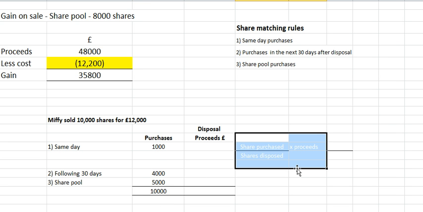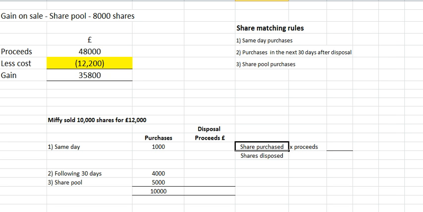So all I do is, it's pretty similar to what we did up in the share pool. The shares purchased divided by the shares disposed of times by the proceeds. So let's work out the proceeds relating to 1,000 shares. Just do 1,000 divided by 10,000 and times it by 12,000, which is the proceeds, and you should get 1,200. If you do the same thing again, you should get 4,800 for the 4,000 shares, and when you do the gain for the share pool, you should get 6,000. Just check, it should add back up to £12,000.